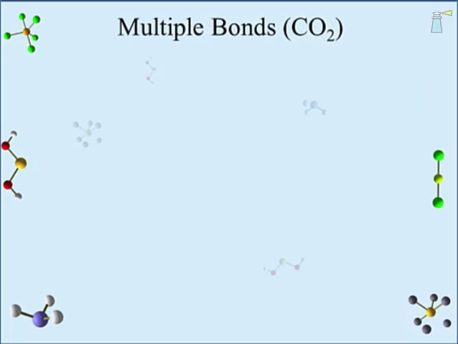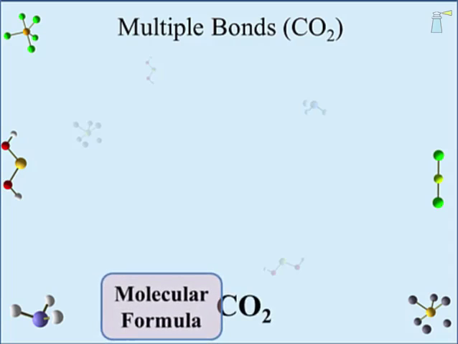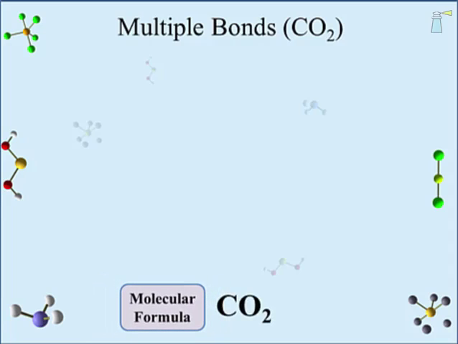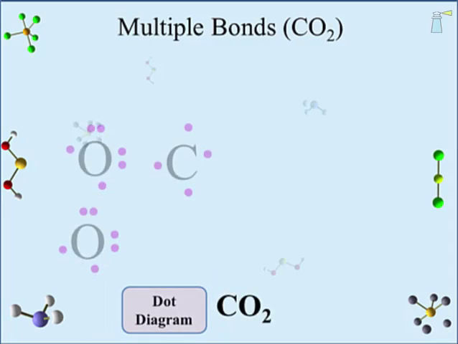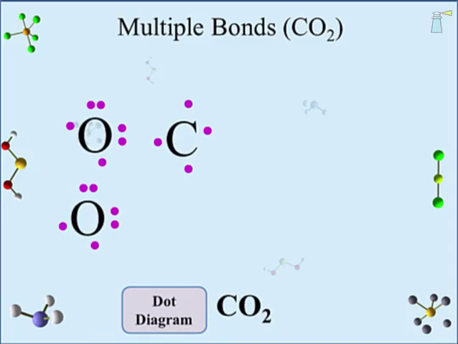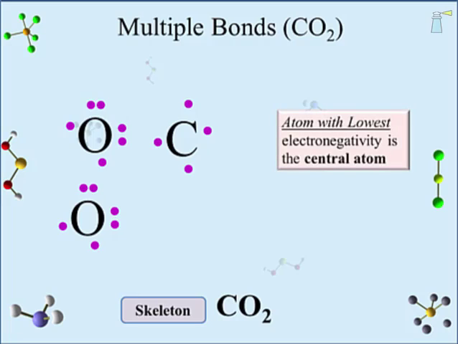Another molecule with multiple bonds is carbon dioxide, which has a molecular formula of CO2. There are 3 atoms in the compound, and we will need 3 dot diagrams, 1 for carbon and 2 for oxygen. Getting a skeleton won't be as easy as the previous two examples. The first thing that needs to be decided is which of the atoms is the central atom. That will be the one with the lowest electronegativity.